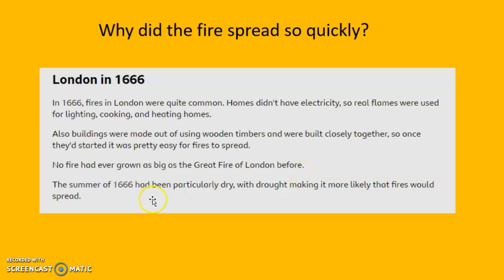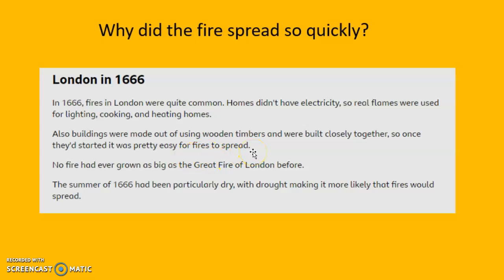The summer of 1666 had been particularly dry, with drought making it more than likely that fires would spread. So we actually have quite a lot of answers here. So we found out that, why did the fire spread so quickly? So I would write, the houses were made out of wood. And we know that wood burns easily. Also, it says that the houses were built closely together, so that would make it easy for fires to spread.